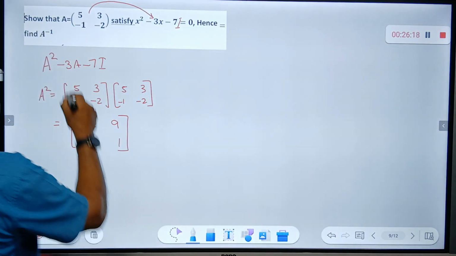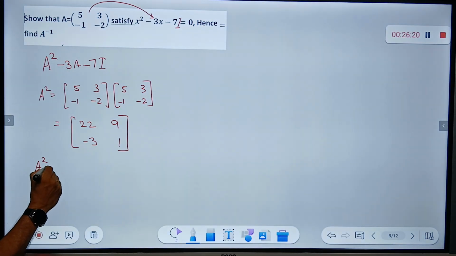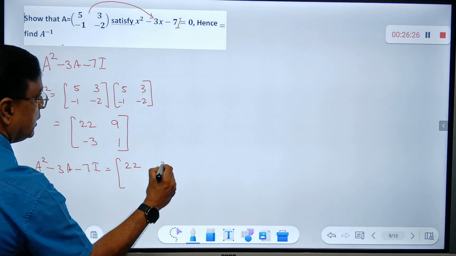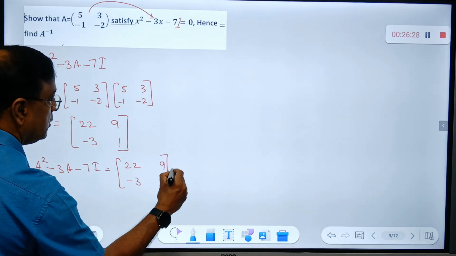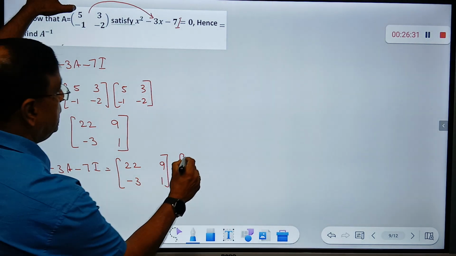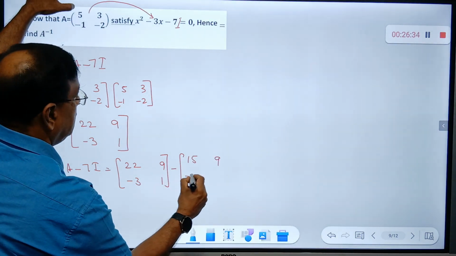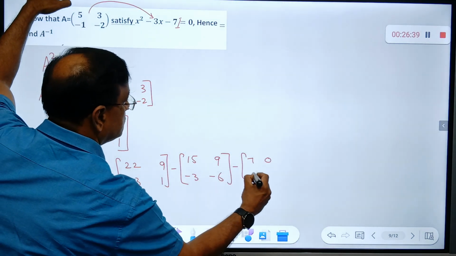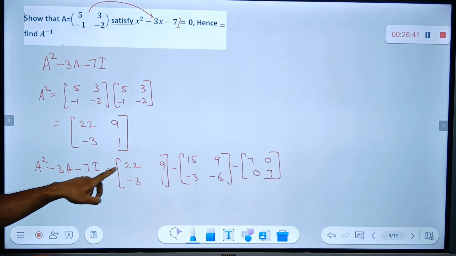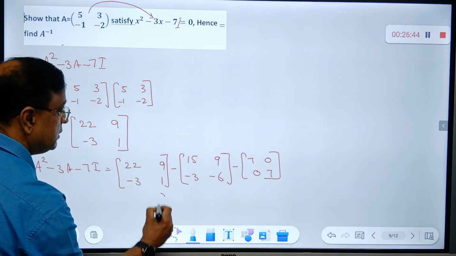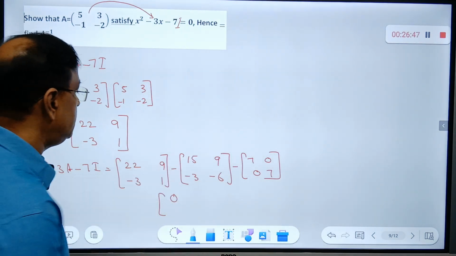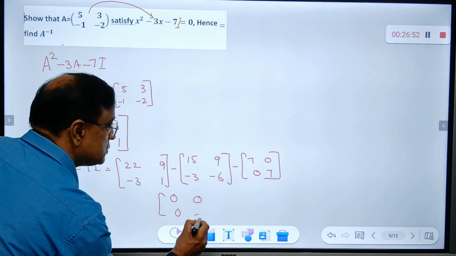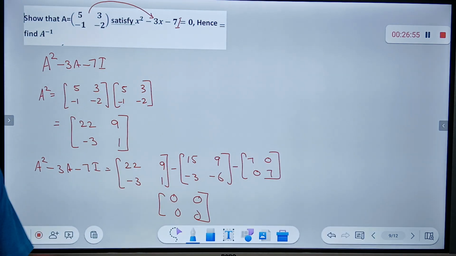Okay. Now take this and substitute here. A square minus 3A minus 7I. A square is 22, 9, minus 3, 1. 3A should be 15, 9, minus 3, minus 6. And 7I will be 7, 0, 0, 7. Now what happens? 22 minus 15 is 7. 7 minus 7 is 0. And 9 minus 9 is 0. This is 7 minus 7, which is also 0. So it got verified. Okay.